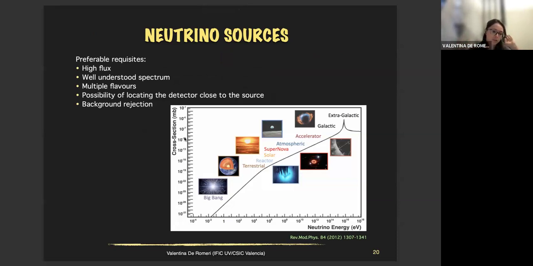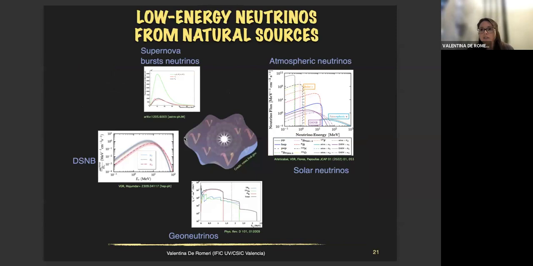CEvNS is a neutral current process, so it is flavor blind, but having different flavor components in the neutrino source can be helpful for some BSM probes. Also, the possibility of locating the detector close to the source can be useful, in the sense that this would enhance the flux. And of course, a good knowledge of backgrounds and the possibility of rejecting most of them. So we can have sources that comply with these requirements, both of natural or artificial origin.